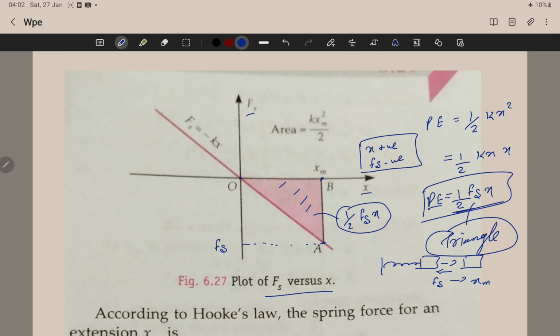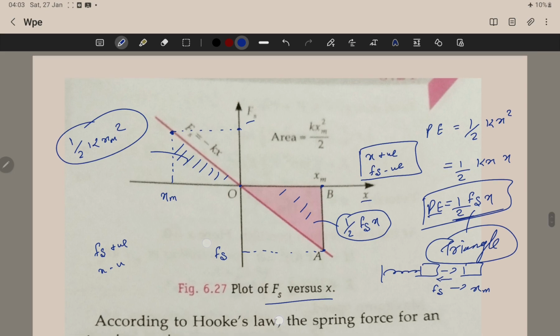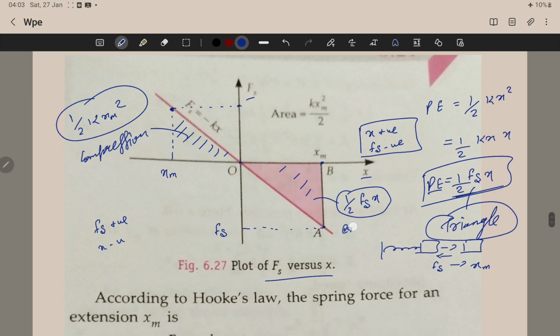And if we compress the spring, then in the case of compression, Fs is positive and x is negative, so this comes on this side. For the compression, xm will come here and Fs will come here. Fs is positive. If we plot this curve, we get half kxm square here also. So this is for the case of compression, and this is for the case of extension.